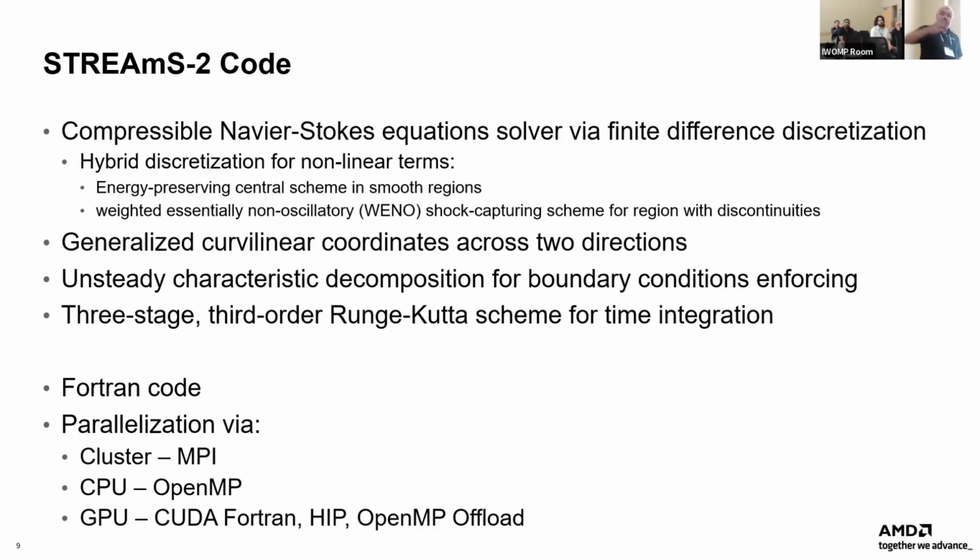And this is a Fortran code, right? That's why we care about it, or I care about it. It uses MPI for the cluster parallelization. It uses OpenMP already for CPU. And for GPU, it has all sorts of a mix of things, pretty much what we heard today also. It has CUDA Fortran, HIP, and also OpenMP Offload.